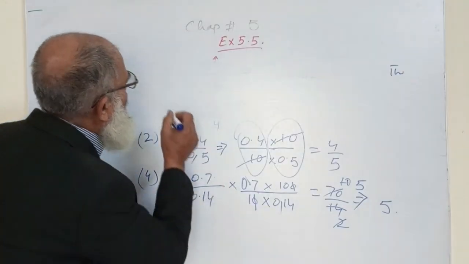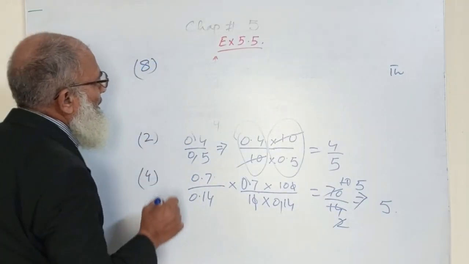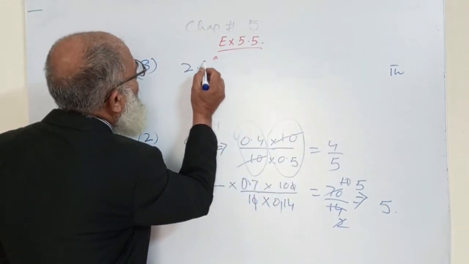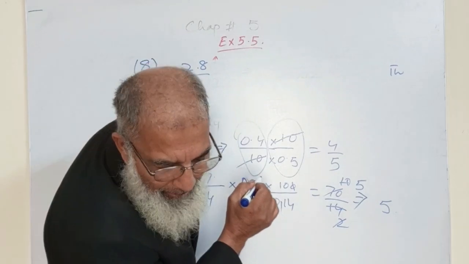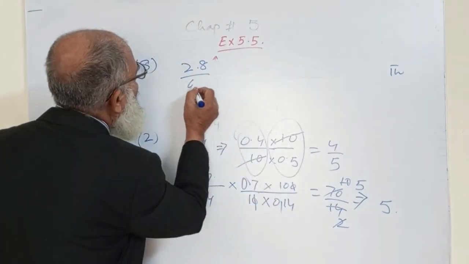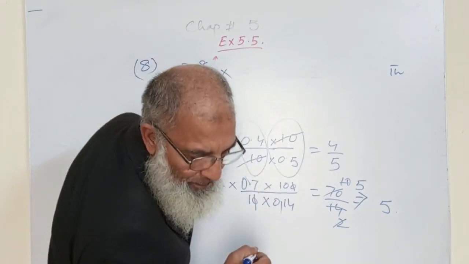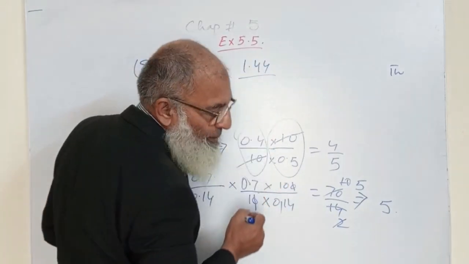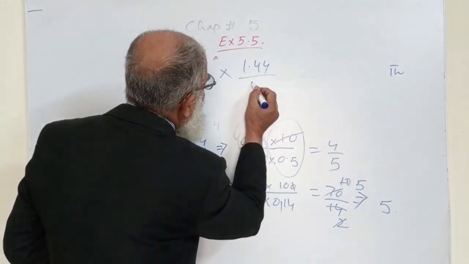Now my dear students, I am going to solve the last question, which is question number 8. Question number 8 is 2.8 divided by 0.7 multiplied by 1.44 divided by 0.6.